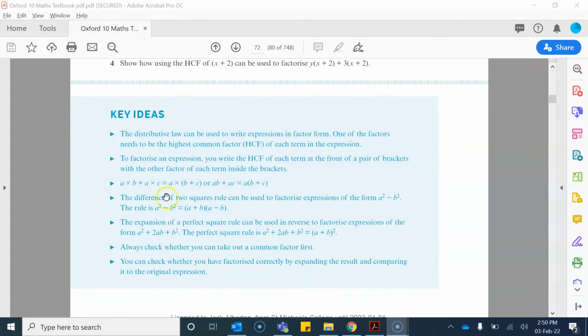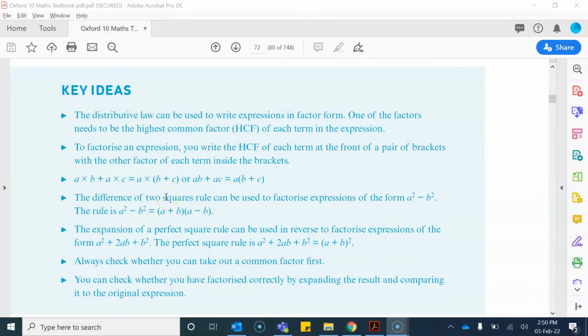Just some key ideas which are worth noting. Throughout the chapter we will be factorising expressions by using highest common factors, and that highest common factor gets written in front of the brackets.